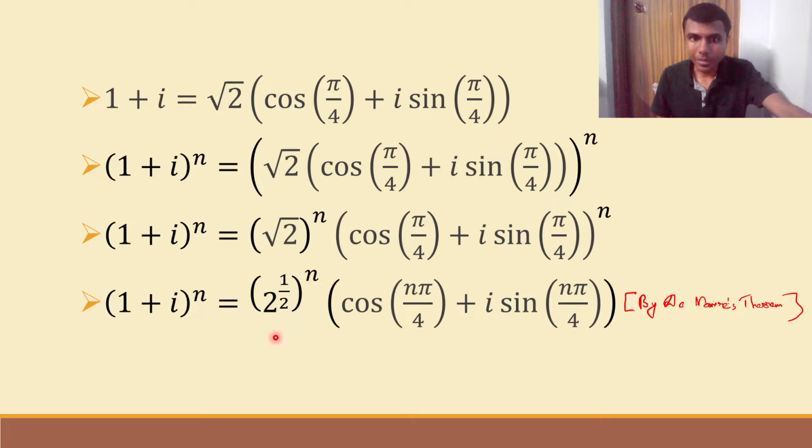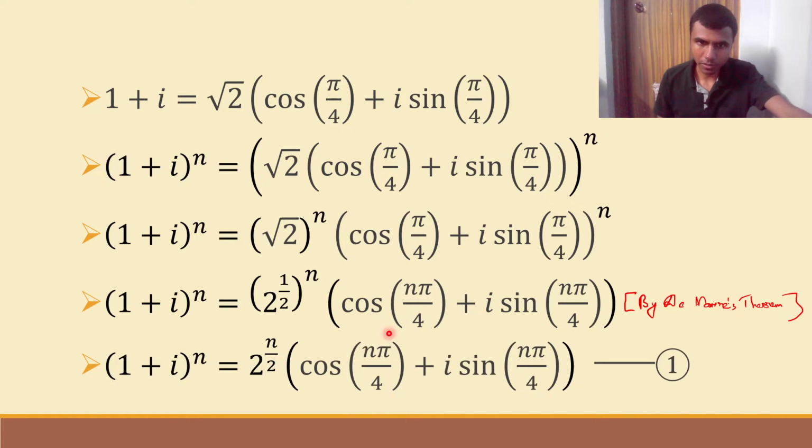Now next, (2 power 1 by 2) whole power n is nothing but 2 power n by 2. Because (a power m) whole power n is nothing but a power mn. That means these two powers get multiplied. So this is 2 power 1 by 2 into n, which is 2 power n by 2. So that's why (2 power 1 by 2) whole power n is 2 power n by 2. Okay, I hope things are clear. Now mark it as equation 1. Fine. So this was our beginning.